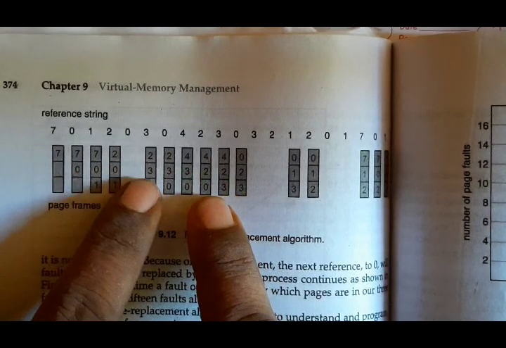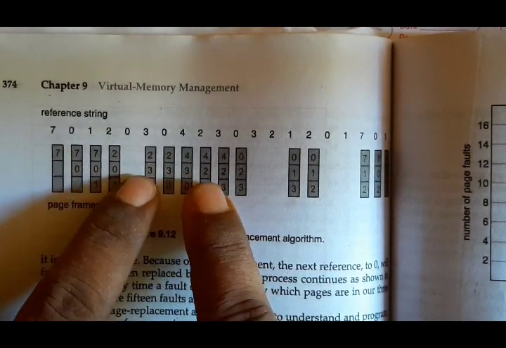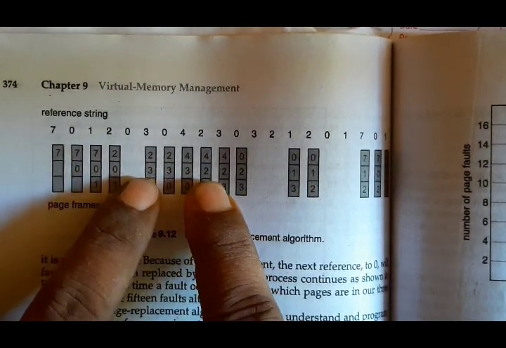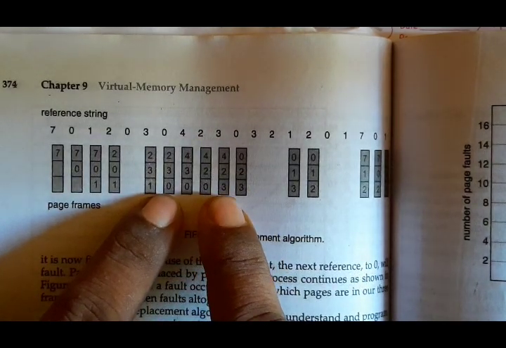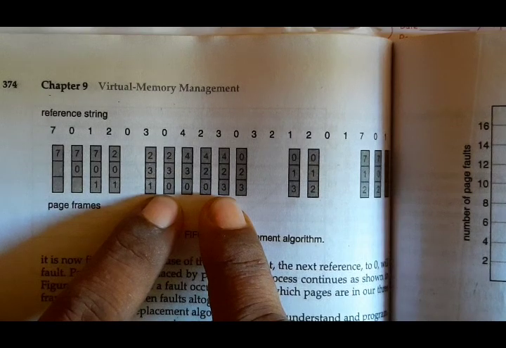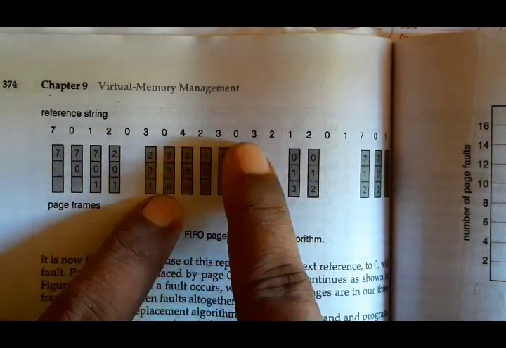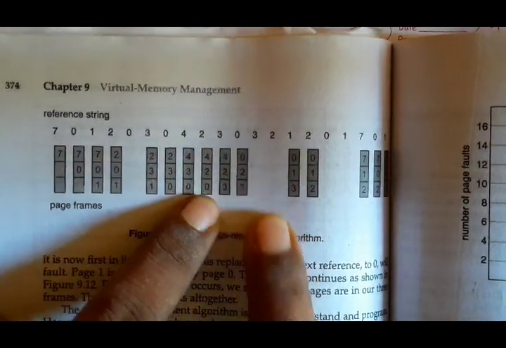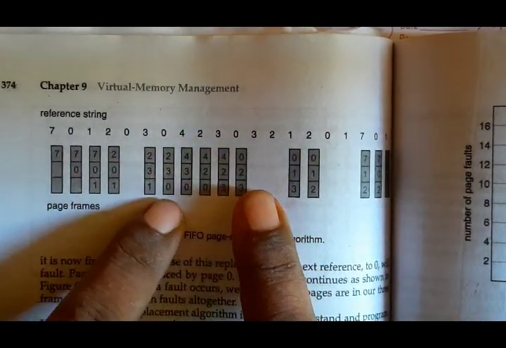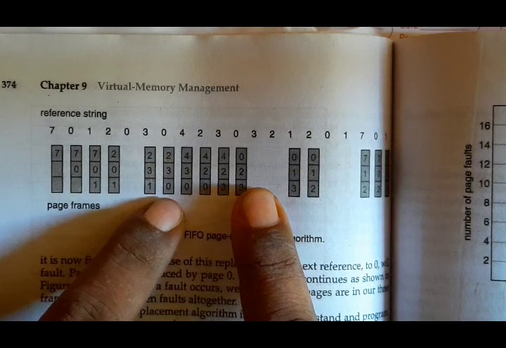Okay, next process is 2. What you have to do: in place of 3 you have to replace 2. Next in place of 0 you have to replace 3. You have to check if it is present, then no replacement. If it is not present, you have to replace. So here next 0. 0 is not present here, so you have to replace 0.